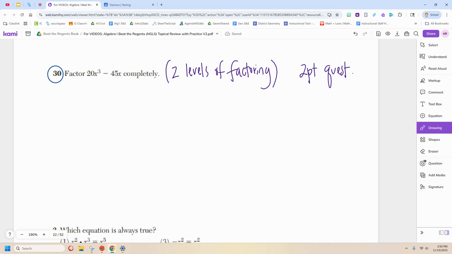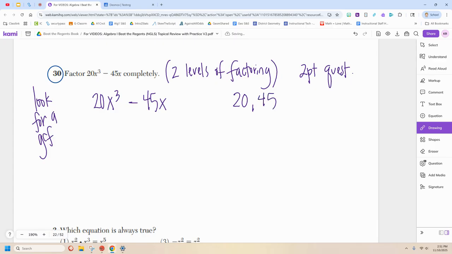The easiest thing to do on this open-ended question is to look for a GCF. And if you don't remember, GCF stands for greatest common factor. So there's 2 things to look at. We have 20x cubed, and we have a negative or subtract 45x. So there's the numbers 20 and 45 and what they have in common. And then there's the x cubed and the x and what they have in common.